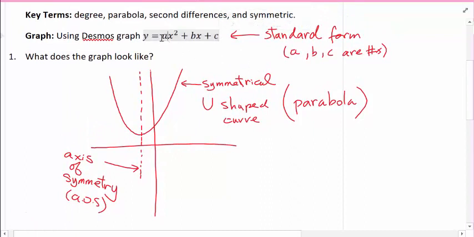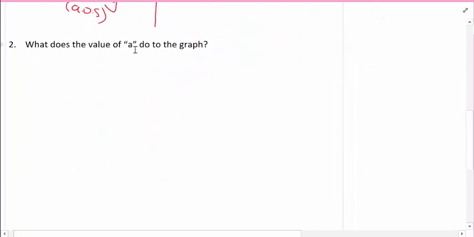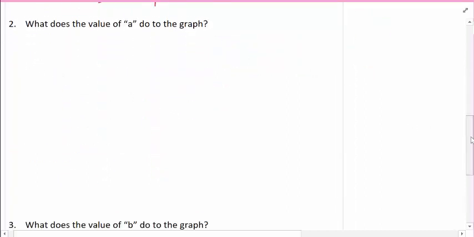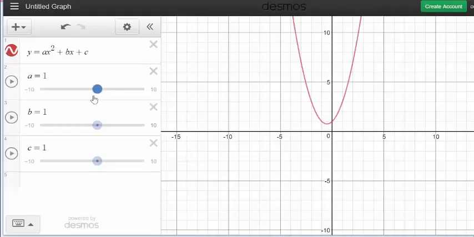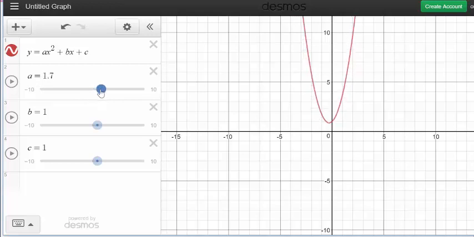If I change the value of a, how will the graph change? So I'm going to do number 2 here. What does the value of a do to the graph? Let me go back to Desmos and change the value of a and see what happens. Are you watching carefully? Okay, so watch here. So a equals 1 right now, and I'm going to make it bigger. A is about 4 now. What is it doing? Did you see what it did? Yeah, it made it skinnier or thinner, right?